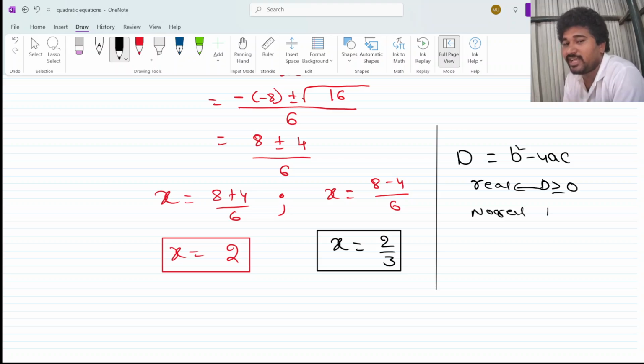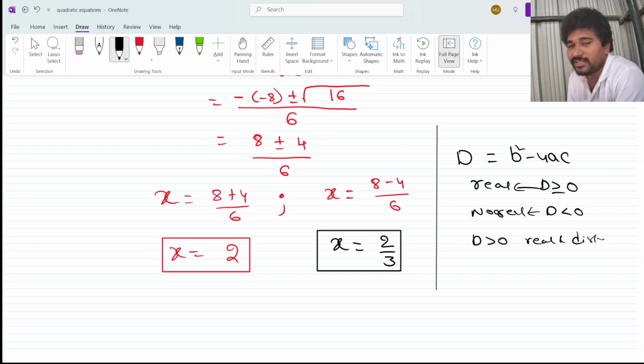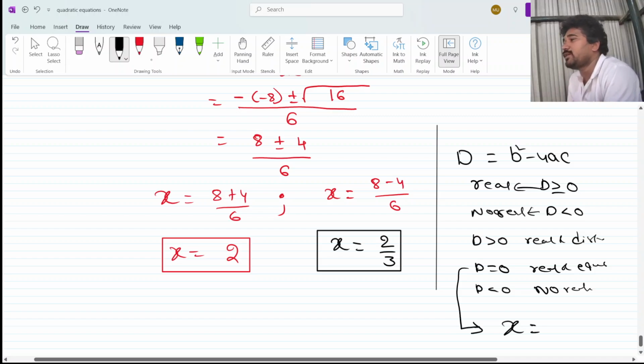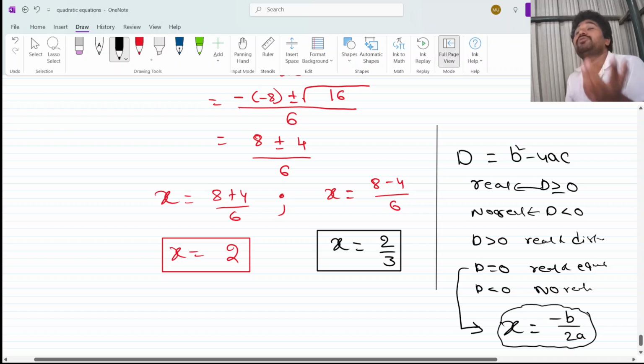Now D greater than or equal to 0 means real, D less than 0 means not real, correct? D greater than 0 means real and distinct, D equal to 0 means real and equal, and D less than 0 means no real roots. Yes or no? For the real and equal case, the formula becomes so simple: minus b by 2a. When do we use that?